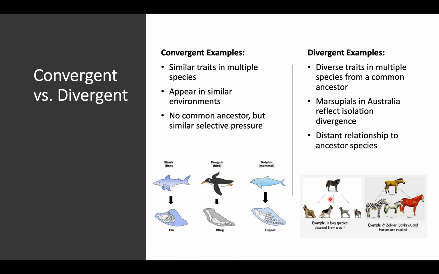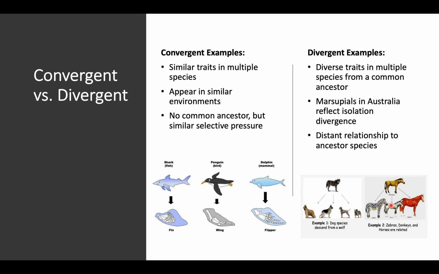So if we talk about a dog, in example one, a dog species descended directly from a wolf, and we have hundreds, if not thousands, of different species or breeds now of dogs. So that's a divergent trait. They all came from the same common ancestor, but now today, over the process of evolution and selective pressure from humans actually breeding them, we were able to create this very vast, diverse trait link back to the wolf. So they all have diverse traits in multiple different species, but they have a common ancestor.